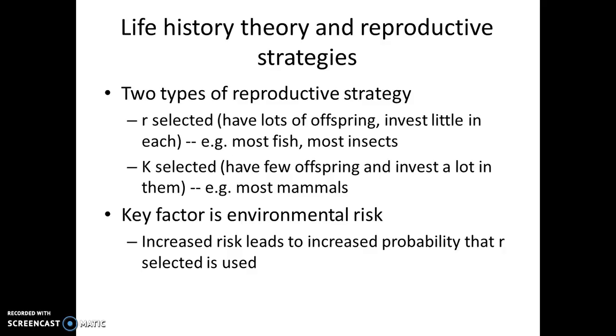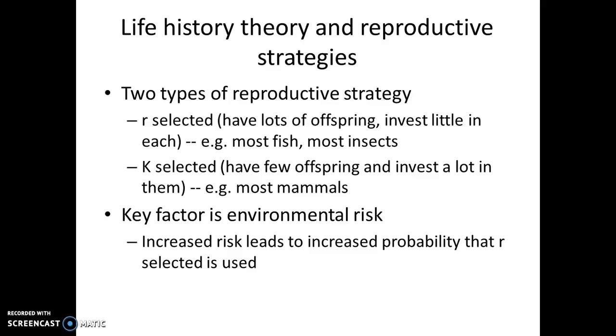Well, to help understand this, we can think about two different kinds of reproductive strategy. There are what are called R-selected strategies, where basically you have loads of offspring and invest little in each. So fish do that, most insects do that, trees do that. They have many, many babies, conker trees and sycamore seeds and all these kinds of things. The K-selected, on the other hand, is more like the mammalian strategy. You have few offspring and invest a lot in them. The key factor, depending on whether an animal adopts one or the other, or a plant even, tends to be environmental risk.